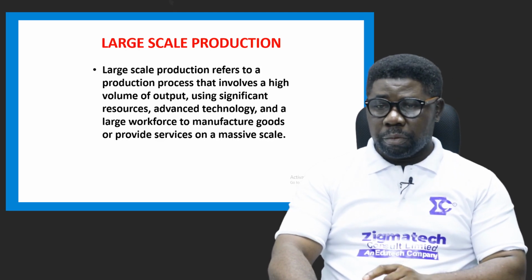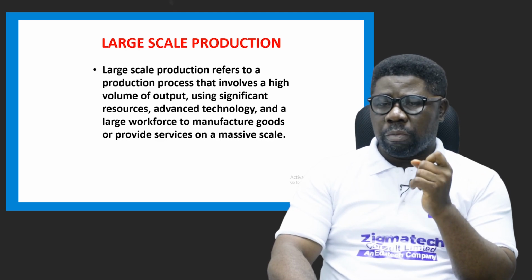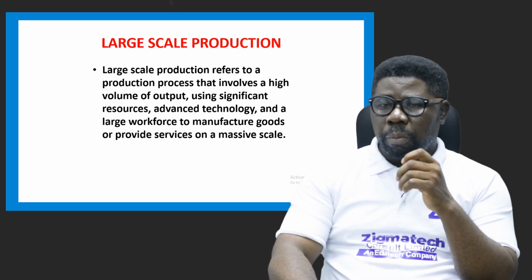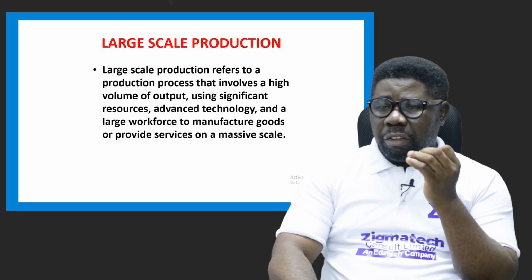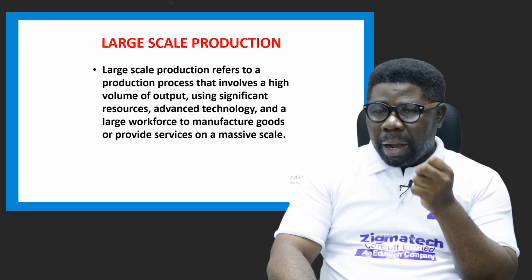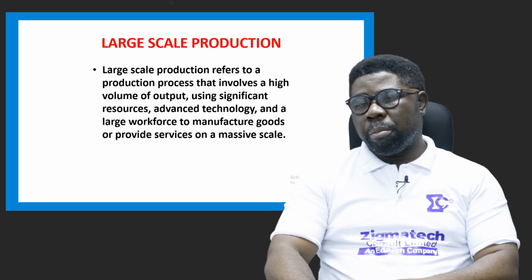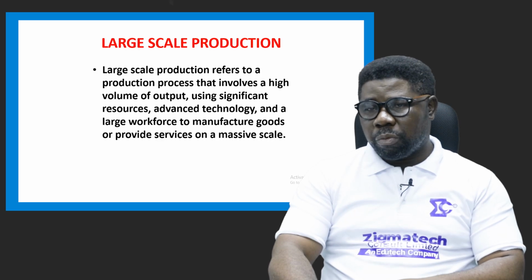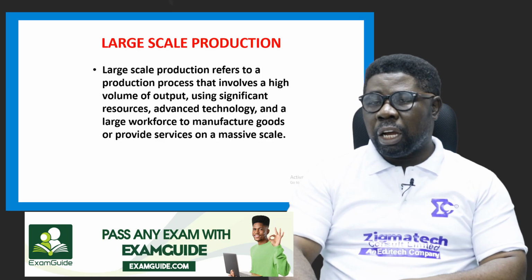All this we talked about, if the output is not much, we cannot call it large-scale production. The achievement of high volume of output and the use of significant resources, advanced technology, and a large workforce should lead to what? Massive scale of production, or massive output. So that's what we mean by large-scale production. The production that involves high volume of output, the use of significant resources and advanced technology must give us large output.